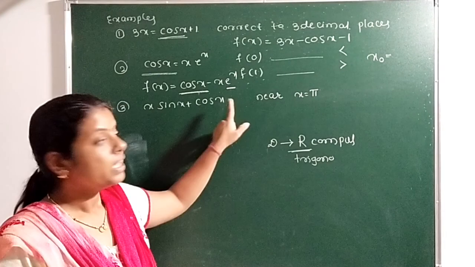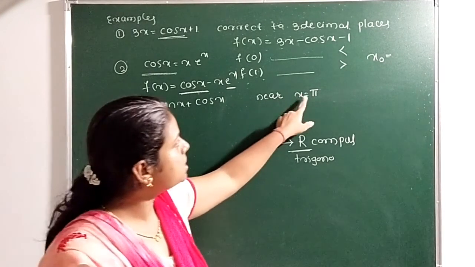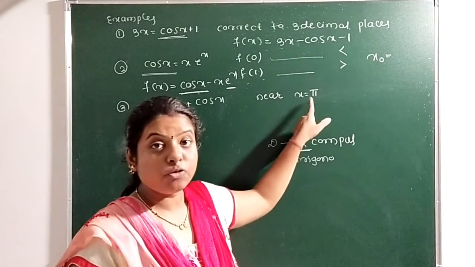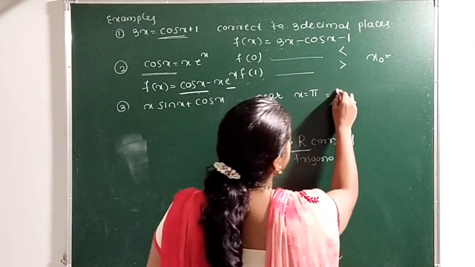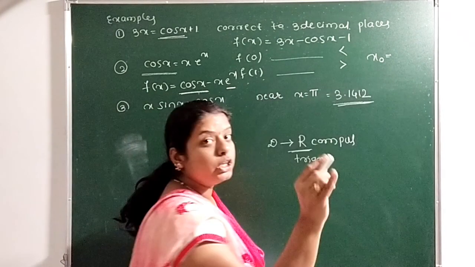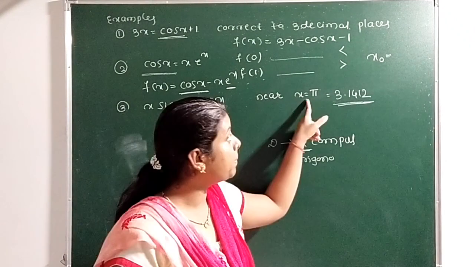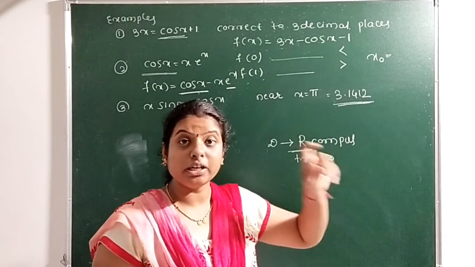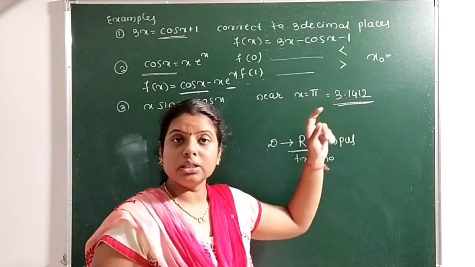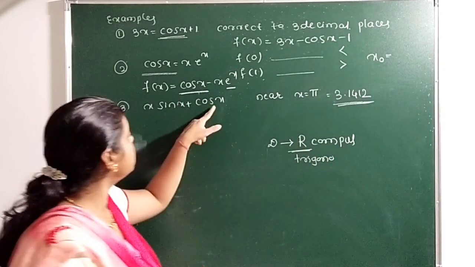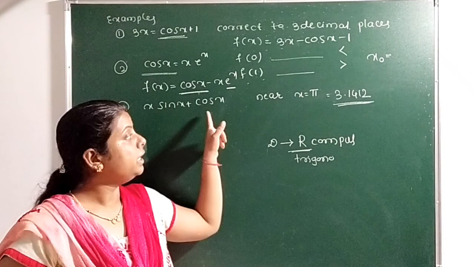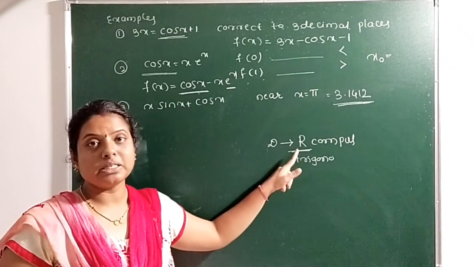now the third example is x sin x plus cos x. Here they have given x is equal to pi. Pi, if you consider it in the form of 3.1412, that value is also in radian mode. Remember, if you are considering that pi value in terms of degrees, that is also radian mode. That's why the trigonometric terms will come. That time you have to take radian mode compulsory.